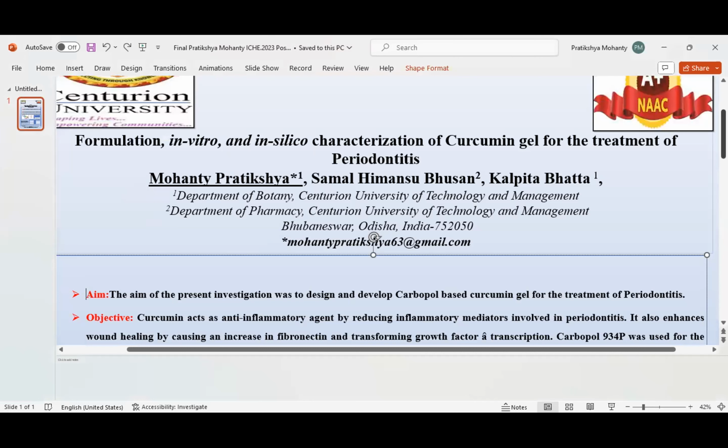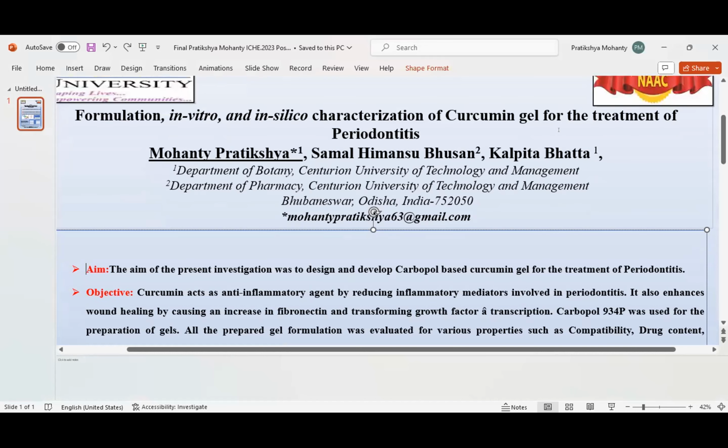Good evening to everyone. I'm Pratiksha Mohanty. I'm a PhD student, doing my PhD under the supervision of Dr. Kalpita Bhatta. My topic is a review topic, a literature review, and it is slightly related to my PhD topic. I'm reviewing the formulation, in vitro and in silico characterization of the curcumin gel for the treatment of periodontitis. Ma'am, here I do only the in silico work, and after that I have decided to design a drug delivery system. Can I proceed, ma'am?